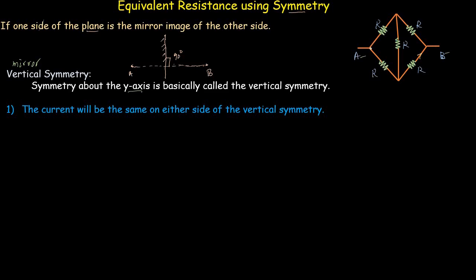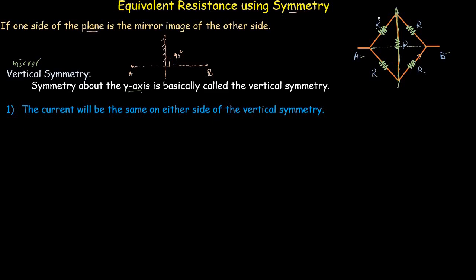So if we join these 2 points using a horizontal line, and draw a vertical line which bisects the horizontal line by 90 degrees at this point, and if you look into this circuit briefly, you would see that this side of the circuit is the mirror image of this side, because point A is the mirror image of point B, and these 2 resistors are the mirror image of these 2 resistors. So we can say that there exists a vertical line of symmetry. If we use this rule, the current will be the same on either side of the vertical symmetry.